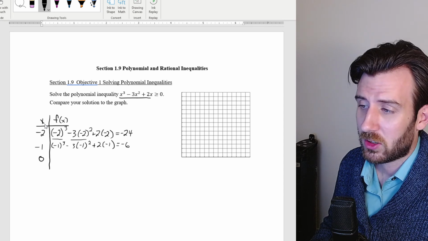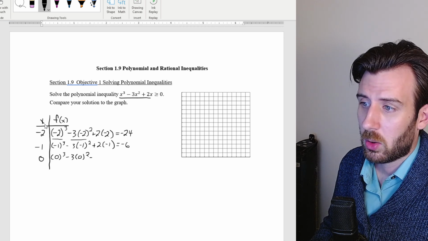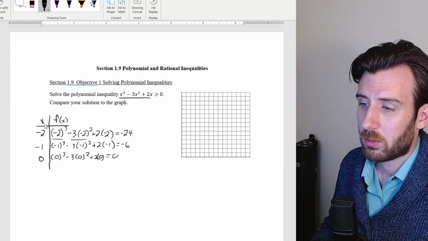And then we go over here to 0. We could plug this in. This would be 0 cubed minus 3 times 0 squared plus 2 times 0 gets us 0 all across the board. And maybe we'll do 2 more. We'll do 1 and 2.